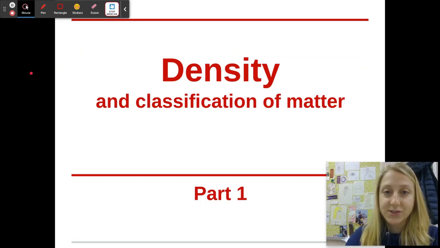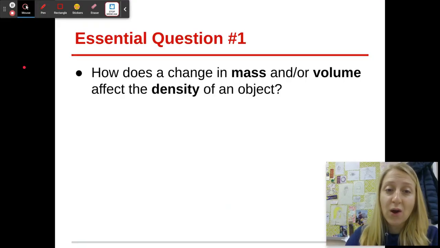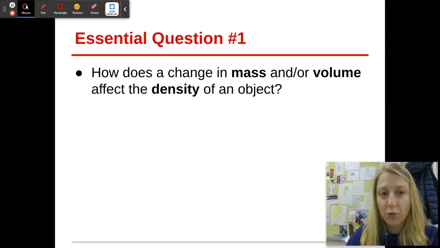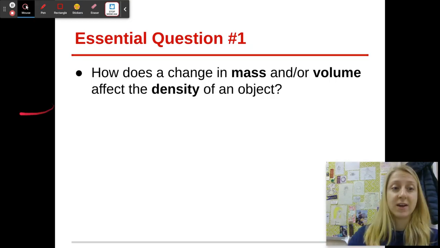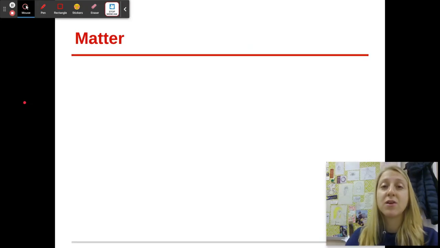All right, we need to start talking about density, so let's just jump right in. Our first essential question that we're going to look at today is how does a change in mass and/or volume affect the density of an object? So let's start digging into that. In order to talk about density, we need to know a couple of other terms.